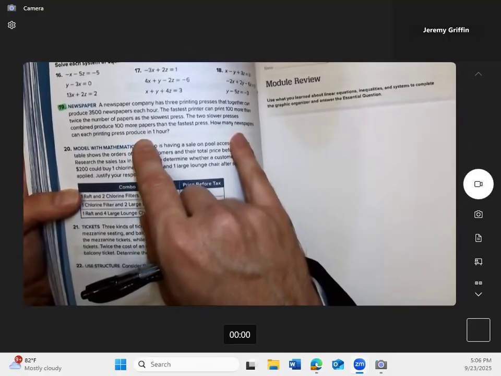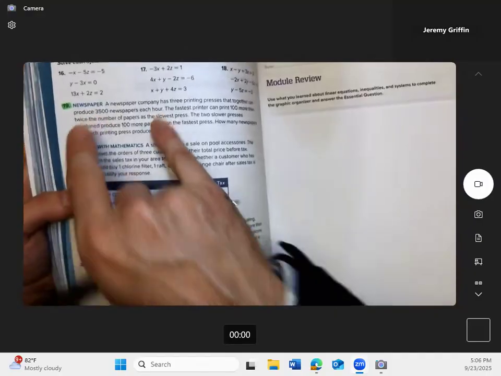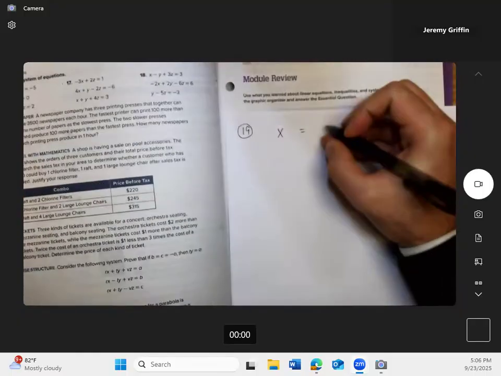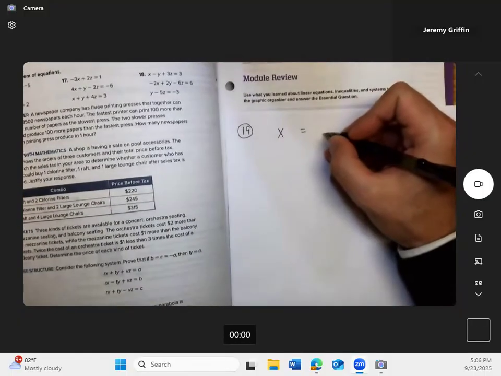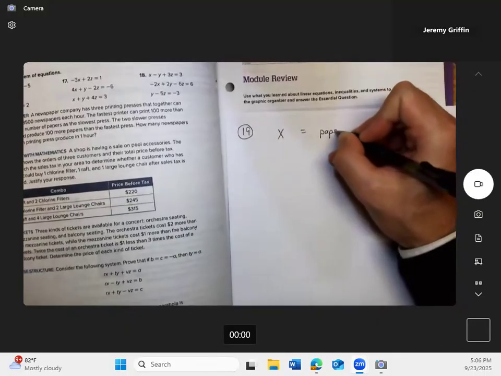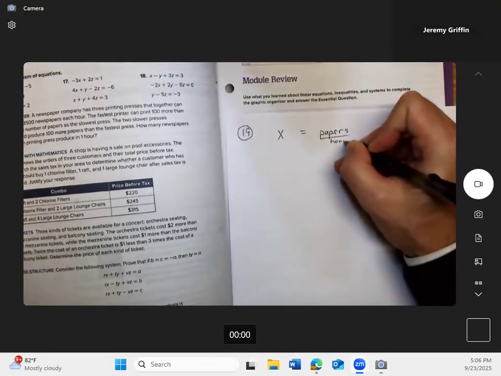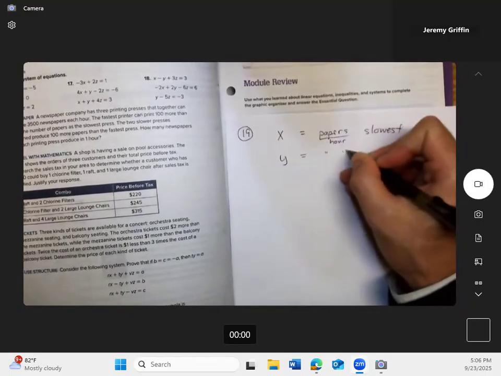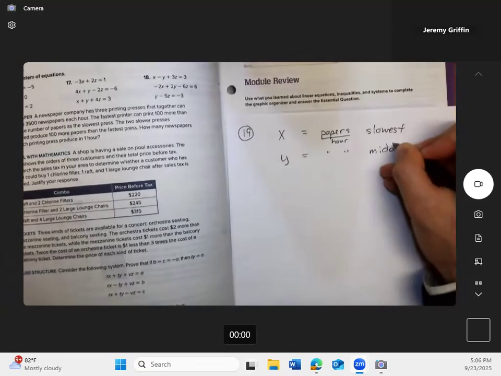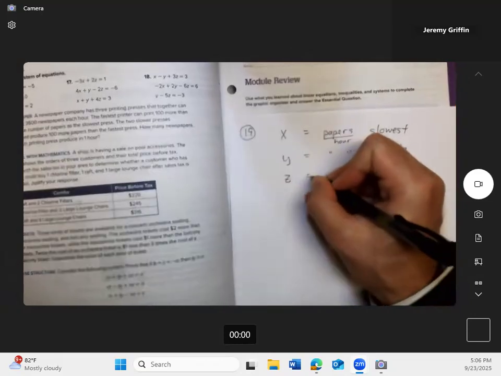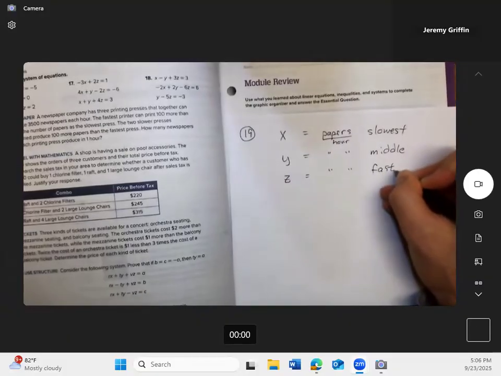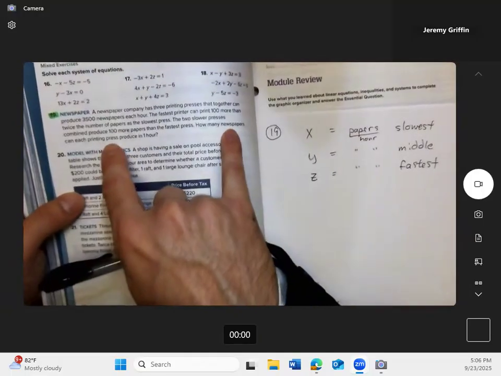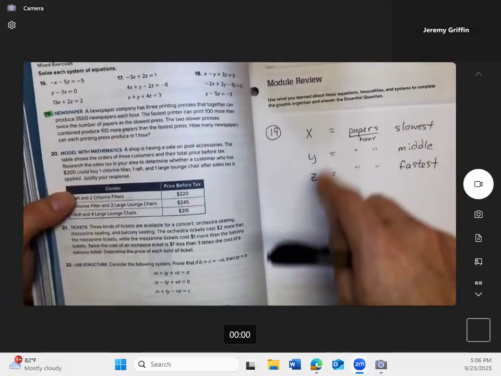Okay. So this is all, okay, so 3,500 newspapers in an hour. So I'm going to call number 19. Let's say X refers to the slowest press, so papers per hour of the slowest press. Let's call Y papers per hour for the middle press, the Goldilocks press. We'll call Z the papers per hour for the fastest press. Okay, so there's our variables, and that's the question: how many newspapers can each press produce in an hour? So they want you to solve for X, Y, and Z.